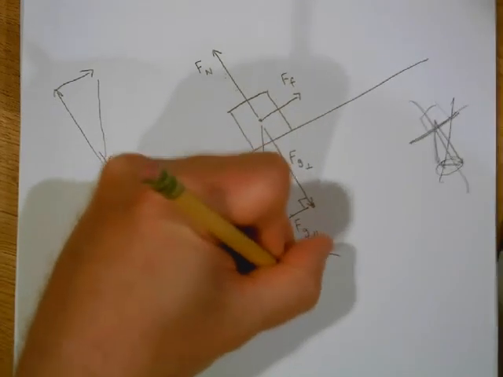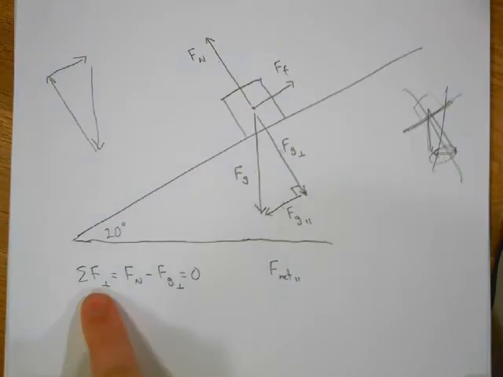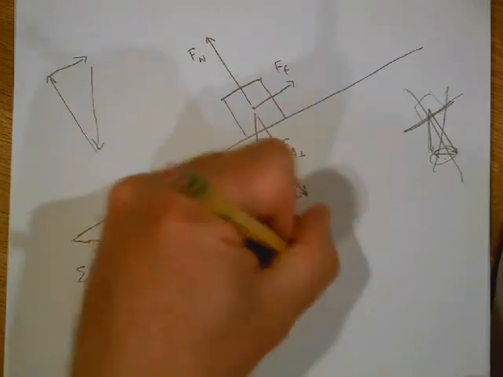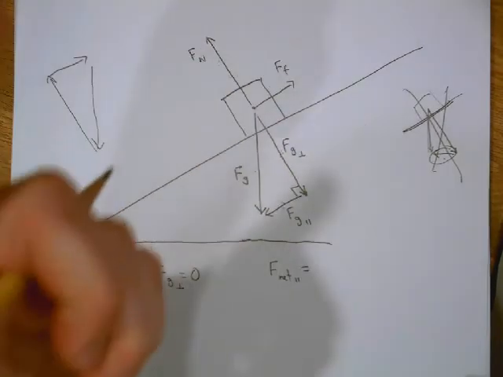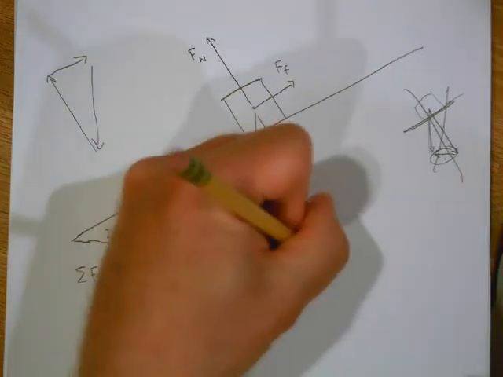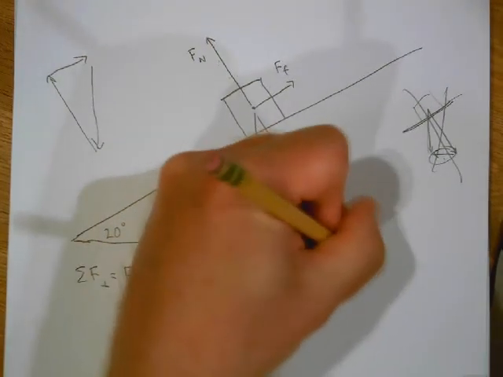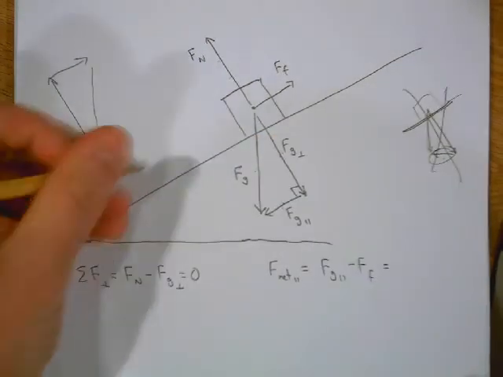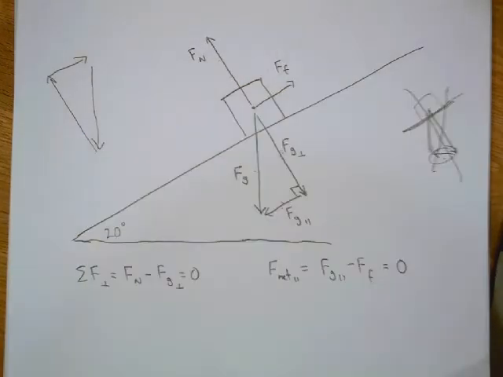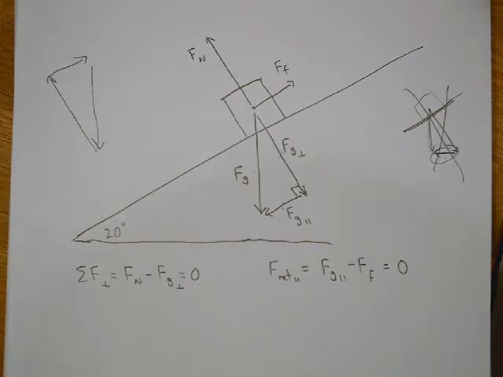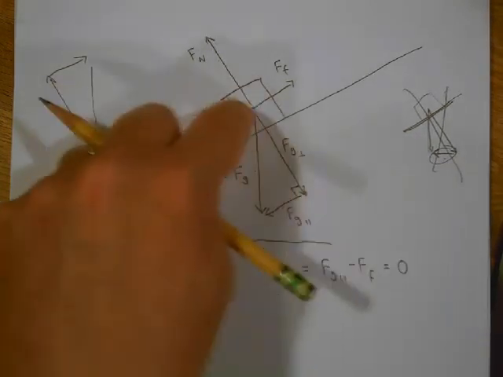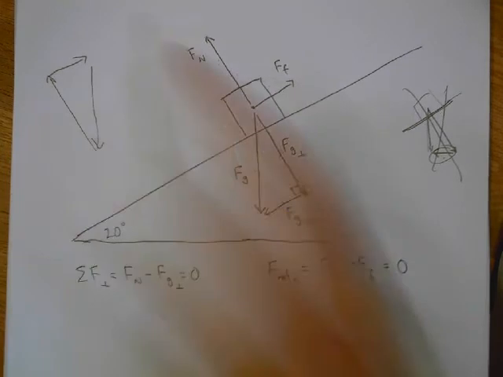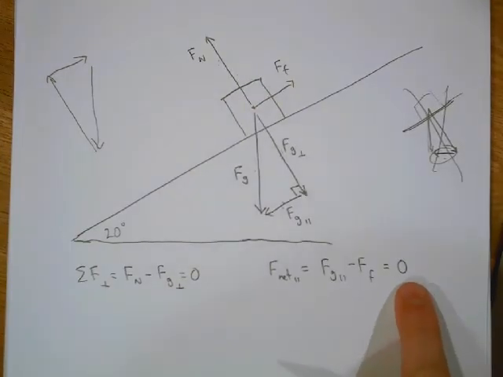Then I'm going to write it two separate ways, because you could write it like this, or you could write it like this, just so you can see it. It's this minus this, or this minus this. It doesn't really matter. I'll just say FG parallel minus FF equals 0. Okay? Now, does the perpendicular equation always equal 0? It does. Why? Because it's never ever going to accelerate into the surface or off the surface.